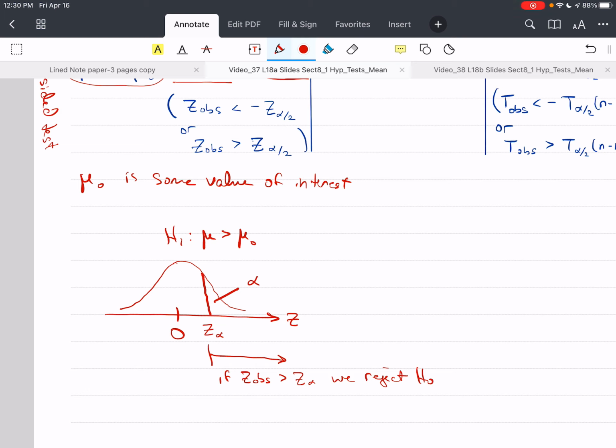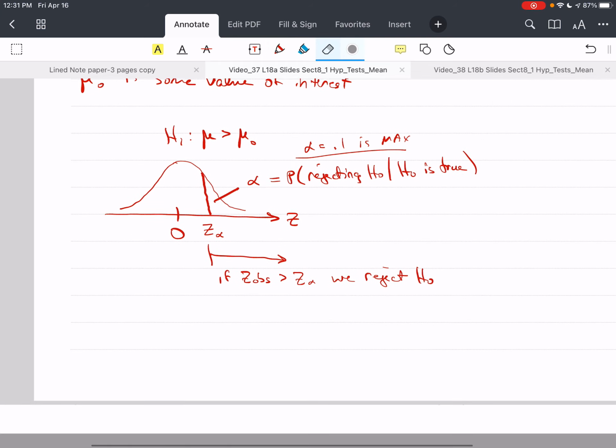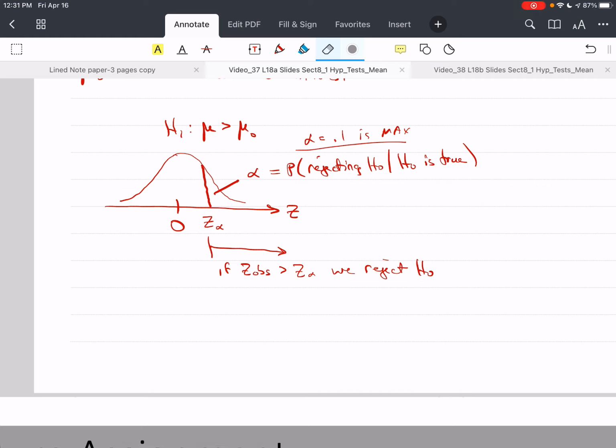And so this is the probability of rejecting H naught, given that H naught is true. So we want this significance level to be small. Like I said, maybe 0.05 or 0.01 or 0.005 or 0.02. We could come up with any small value. Alpha is never bigger than 0.1. I don't know of anyone that uses an alpha that's bigger than 0.1. Okay? So this is for the one-sided upper tail test.